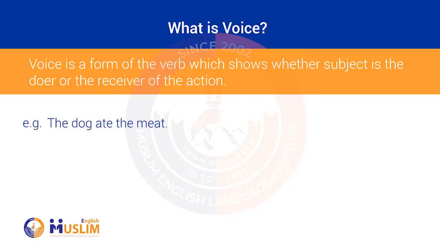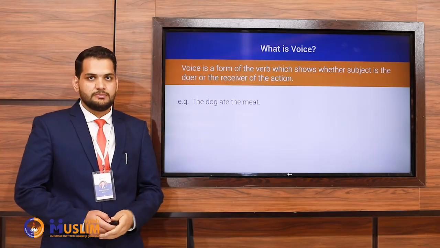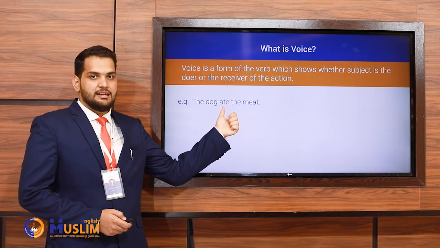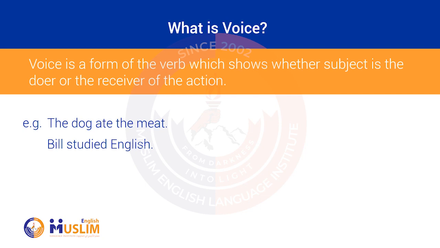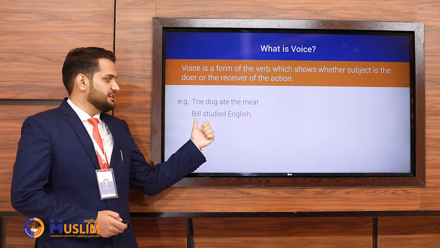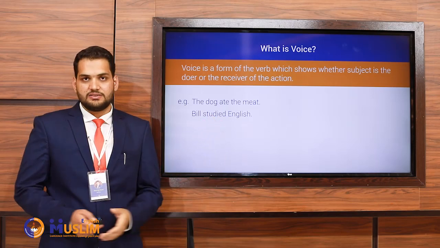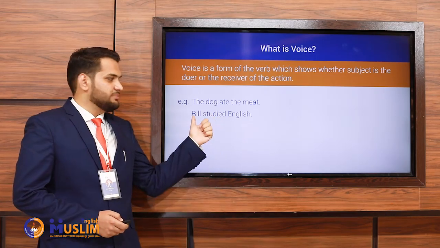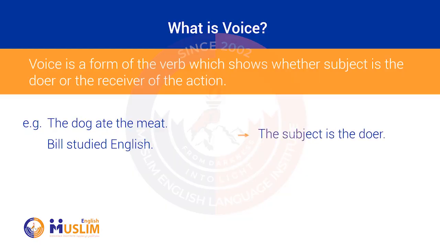For example, in this sentence, the dog ate the meat. The dog is the subject, and it is the doer of the action. And the action is ate, the second form of eat. Bill studied English. Bill is the subject of the sentence and studied is the action. It means that Bill is the doer of the action. The subject is the doer.